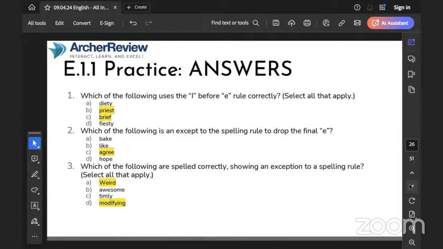Why is D wrong? Because while the rule says I before E and it doesn't have any of those exceptions, like it sounds like an A or I before E except after C, it's just one of those random, off-the-wall words that is an exception to the rule, and it's just spelled F-E-I-S-T-Y. I don't know why, it's just random.